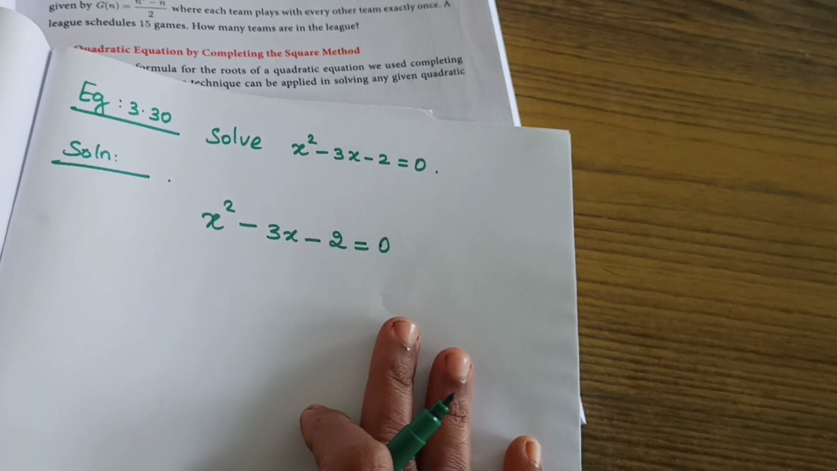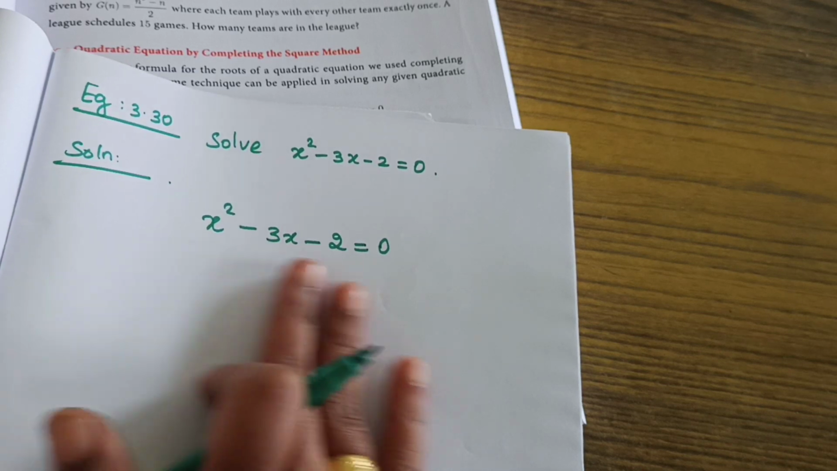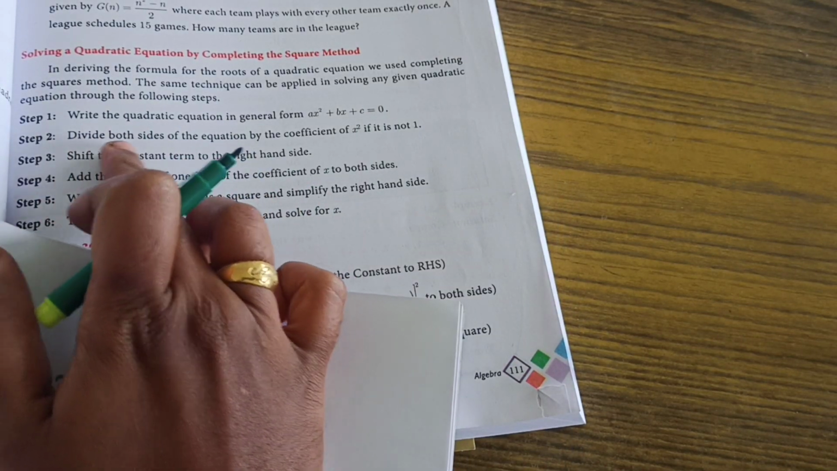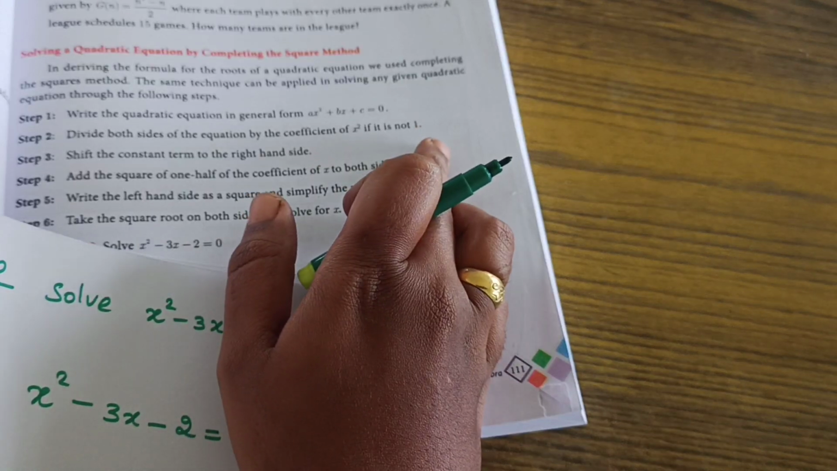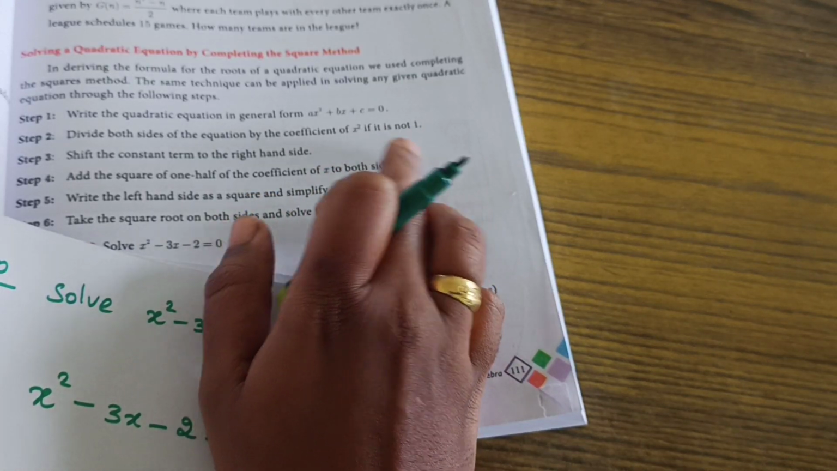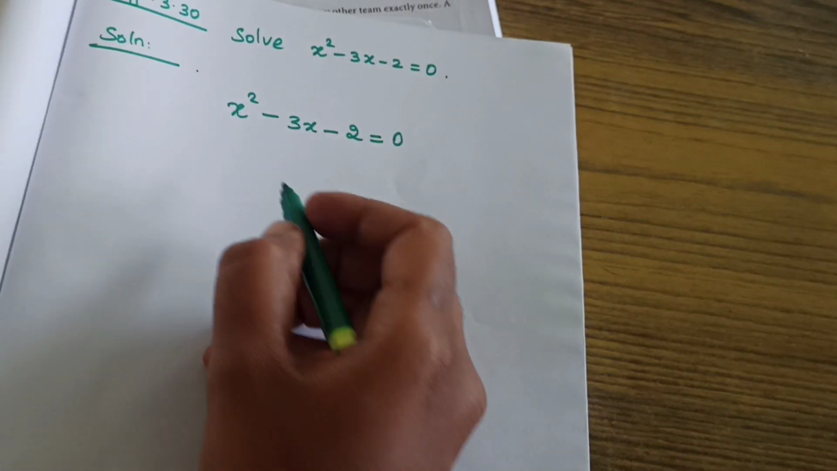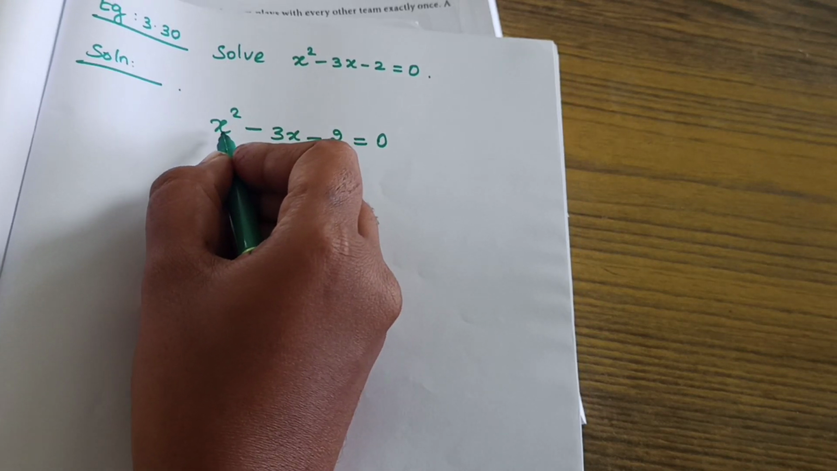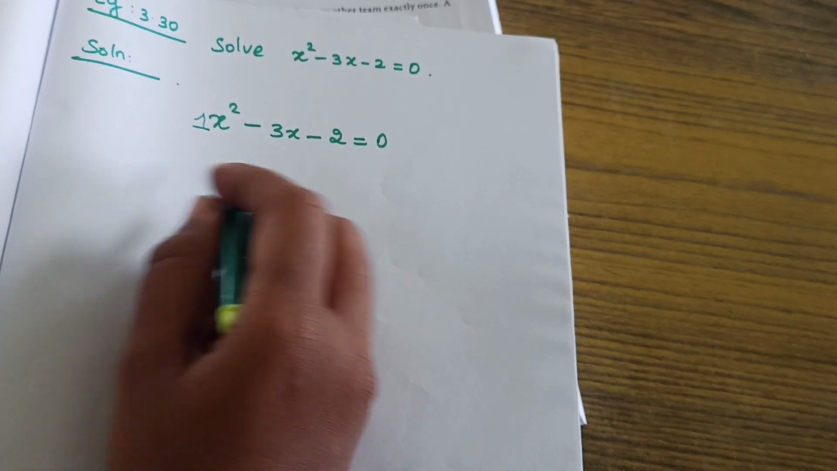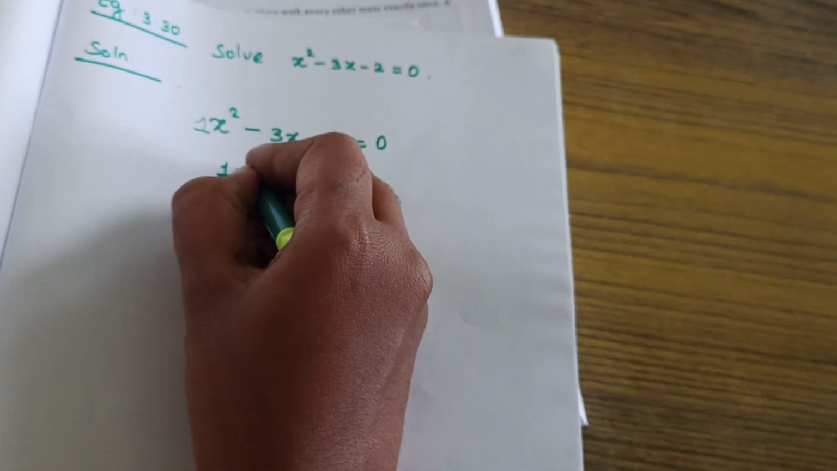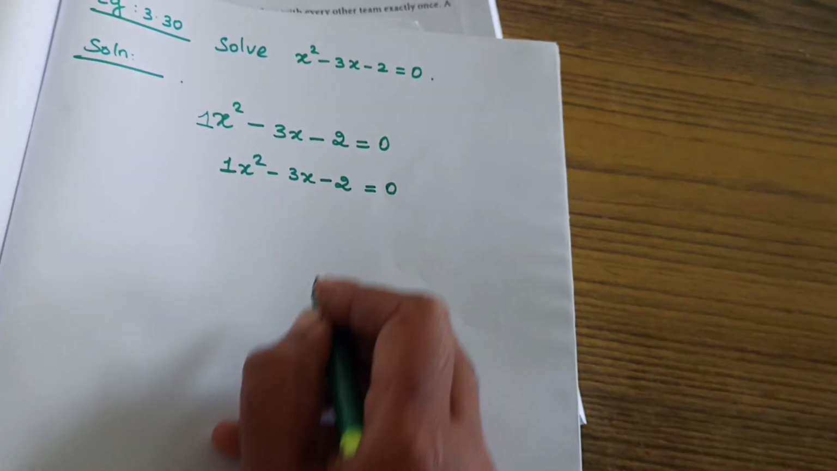First step over. The given question is already in the standard form, so we just rewrite that. Then, divide both sides of the equation by the coefficient of x square if it is not 1. If it is 1, no problem. If it is not 1, we need to divide by the coefficient. Here, see the coefficient of x square, this one is 1 only. So no need to do anything. Simply 1x square minus 3x minus 2 equal to 0.